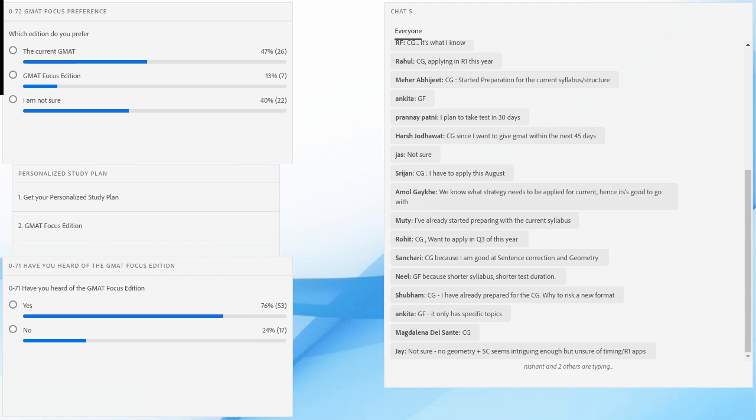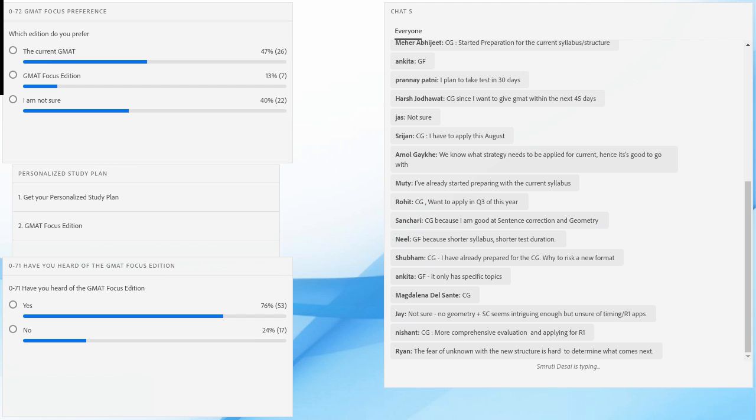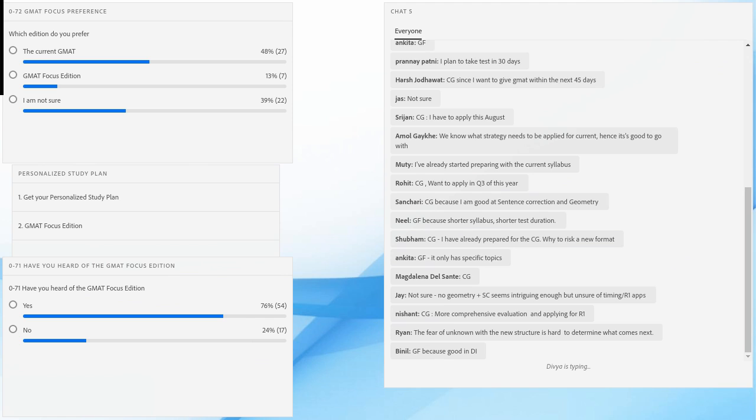All right. So the primary reasons why people prefer the current GMAT, and it's not just one, are, A, they're aware of it, and B, the timing. And the primary reason why people prefer GMAT Focus is the shorter format, as well as the reduction in syllabus. Interesting. Okay, I've heard this more comprehensive evaluation earlier as well. Perfect. Thank you very much for that feedback. Your inputs, your feedback, that's what makes this session fun.